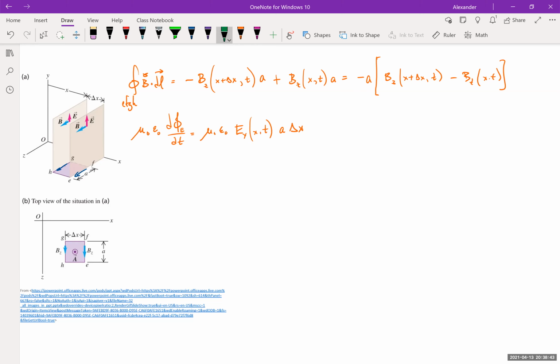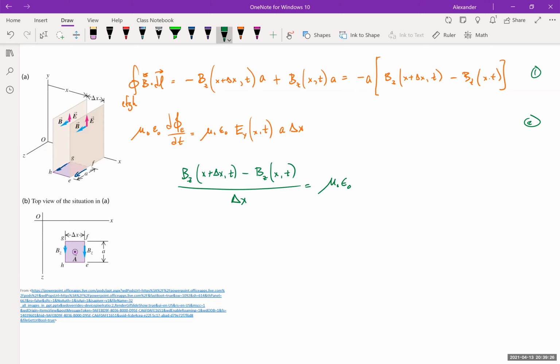And if we follow along with Ampere's law now, equations 1 and 2 should be equal. Again, parameter A cancels. Again, let's divide both sides by delta X, and we end up saying that BZ of X plus delta X and time minus BZ of X and time, divided by delta X, is equal to mu zero epsilon zero.